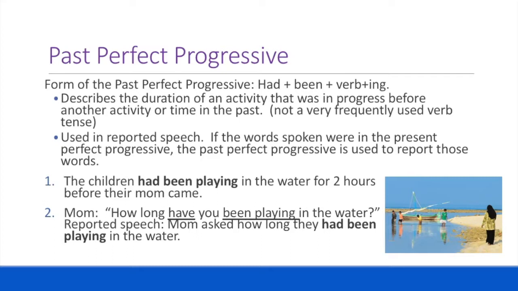Here's an example. Mom, how long have you been playing in the water? The reported speech: Mom asked how long they had been playing in the water. So her exact words are here in quotation marks, and her exact words are using the present perfect progressive. Now, if someone else is going to say what mom said in reported speech, they will use the past perfect progressive instead.